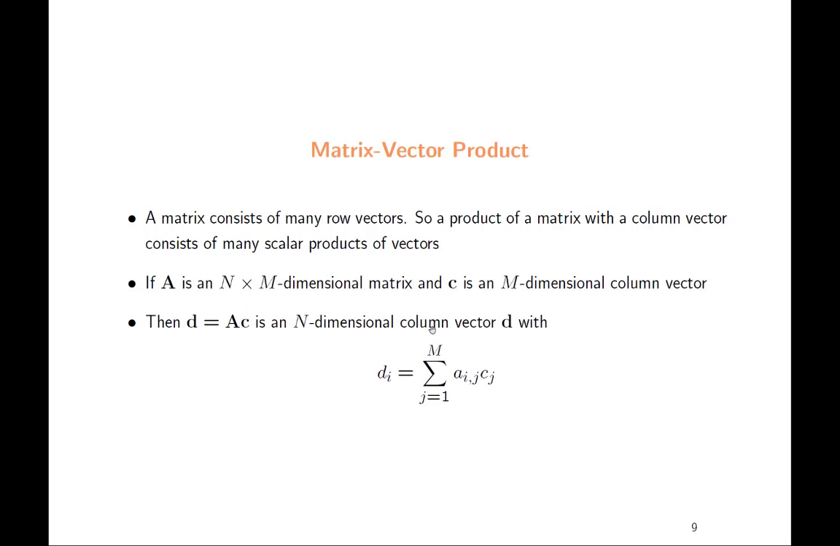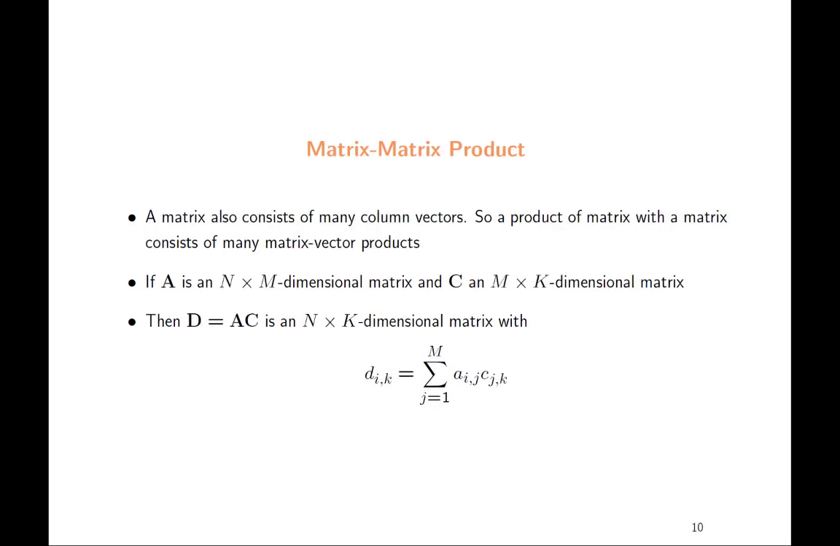A matrix consists of many row vectors. So a product of a matrix with a column vector consists of many scalar products of vectors. So if A is an n times m dimensional matrix and C is an m dimensional column vector, then D equals matrix A times vector C is an n-dimensional column vector D, where Di is the sum over all j of the product Aij Cj.